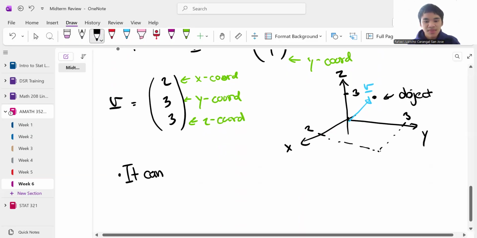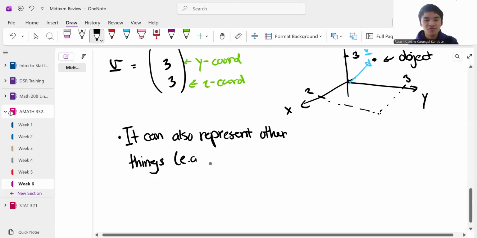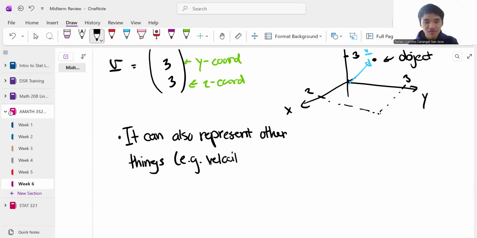So what if we can also represent a vector in other ways than just a location in space? Maybe we could represent it as, so if we've taken physics, we know what a velocity is, right? I haven't taken physics, so I don't know. But something like this.